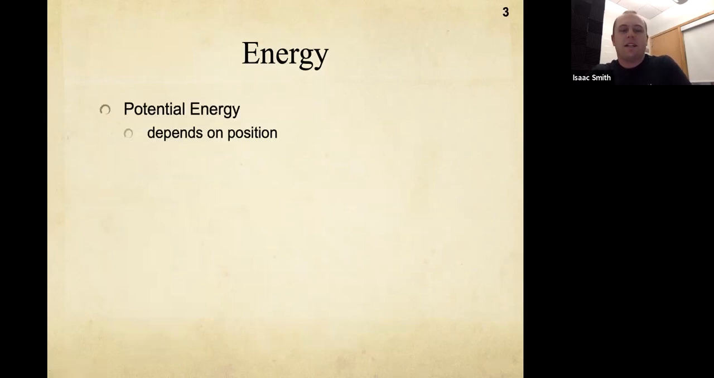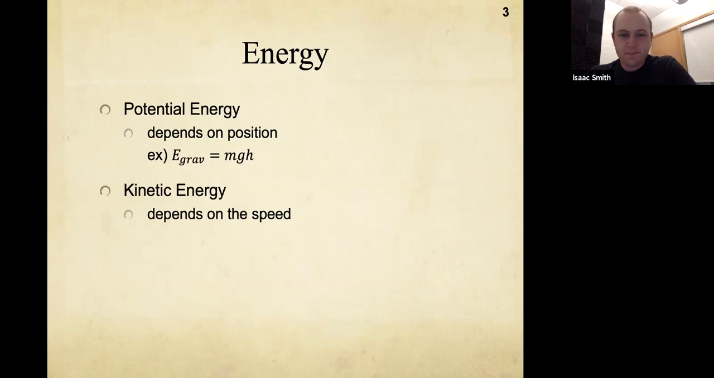So there's two kinds of energies that we'll talk about here. Potential energy generally just depends on position. If you've taken physics, a lot of times they put a ball at the top of a hill and they say this ball contains a certain amount of potential energy. And then the equation they usually give you is mass times gravity times height. And then kinetic energy depends on the speed.